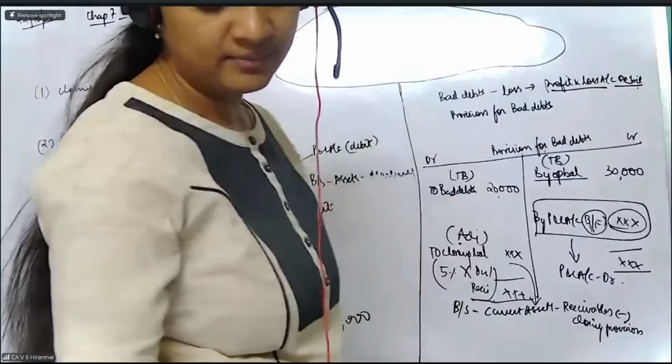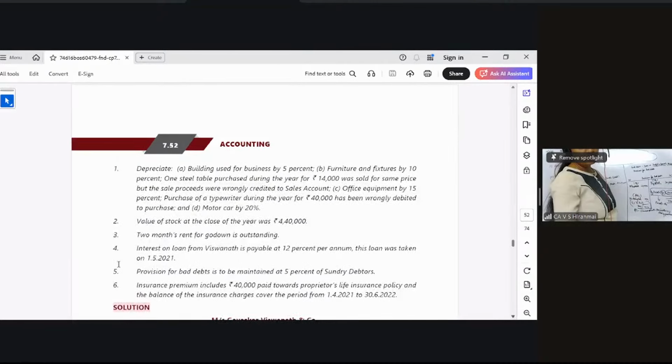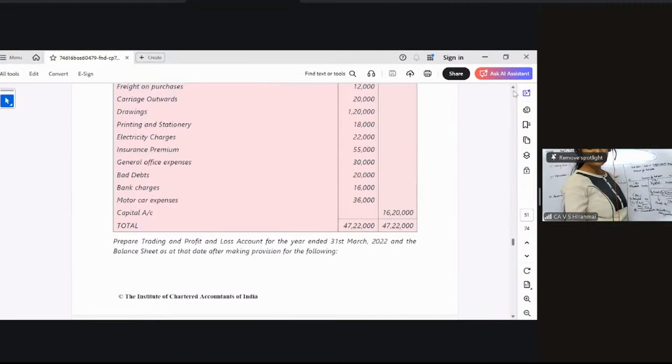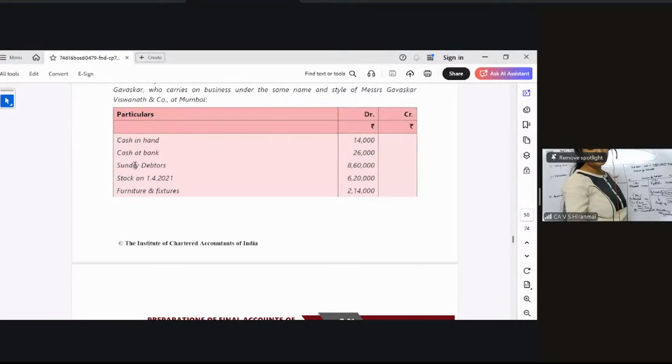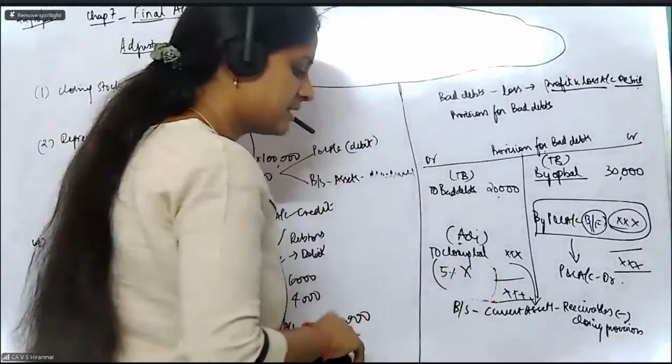Okay. Now, madam, shall we next go to the adjustment and see what is happening in the adjustment? All of you, please see here in the adjustment. Provision for bad debts to be maintained at 5% of the debtors. Okay, madam. Now, this closing balance we have to compute. So, madam, they're telling 5%. But what is the balance of the sundry debtors? Come and see here. Sundry debtors value is 8,60,000.